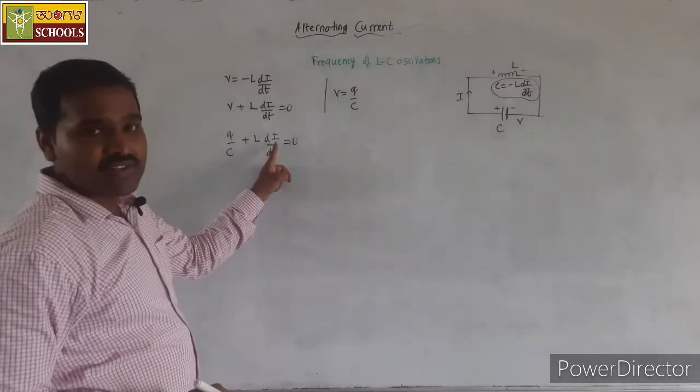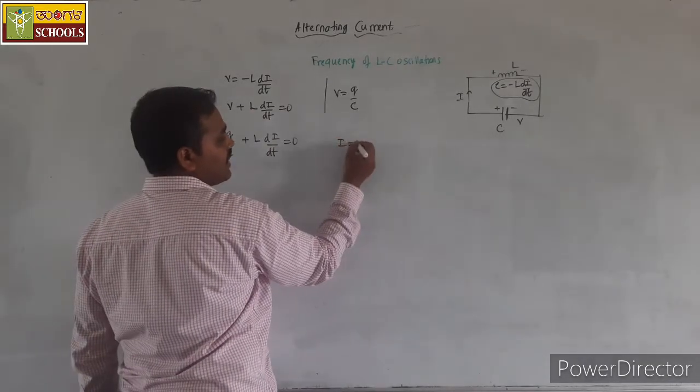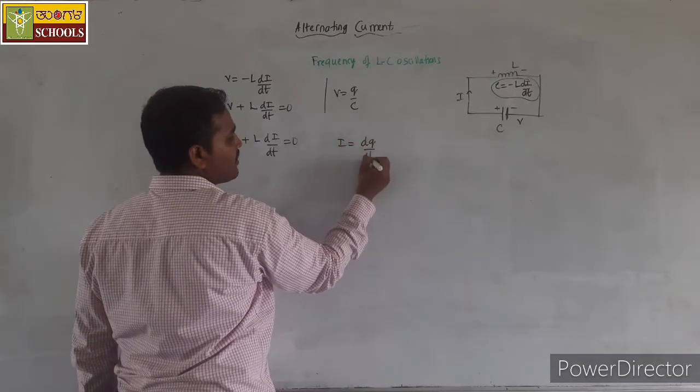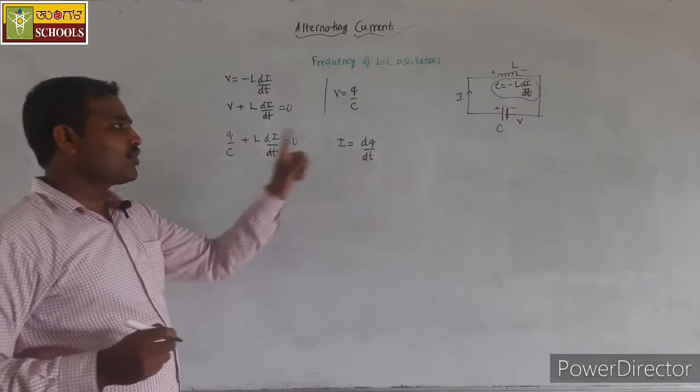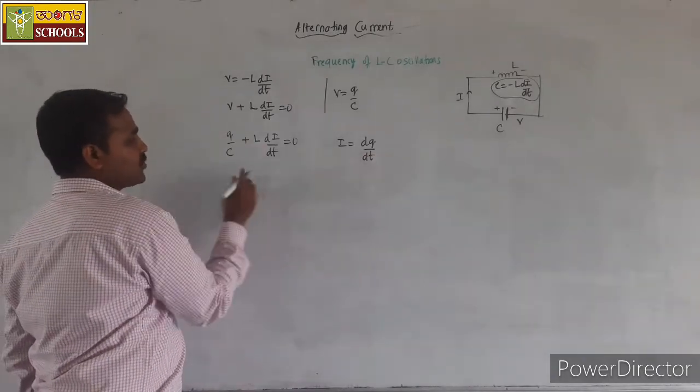By the definition of electric current I can write I equals dq divided by dt, that is, the rate of flow of electric charge. That I substitute here.